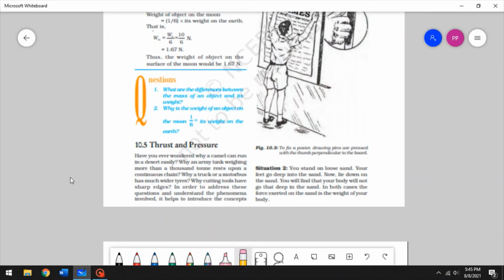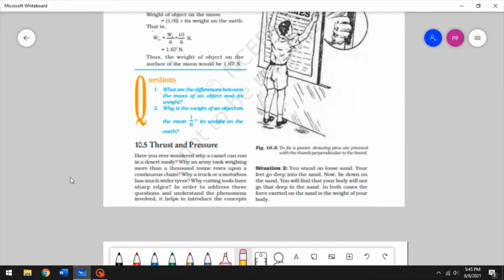Alright, so why can a camel run in the desert easily? The desert is full of sand, and we can barely walk at our normal pace in that sand. How come a camel can run, right? And why does an army tank that weighs more than 1,000 tons rest upon a continuous chain?